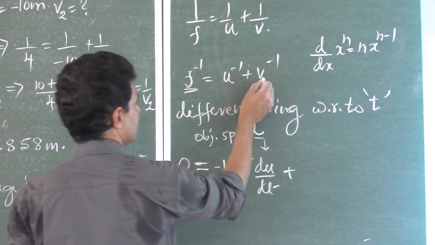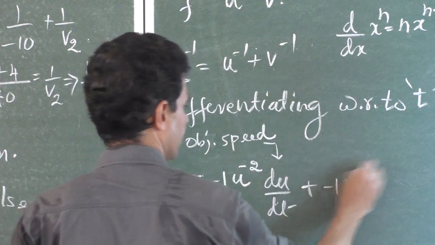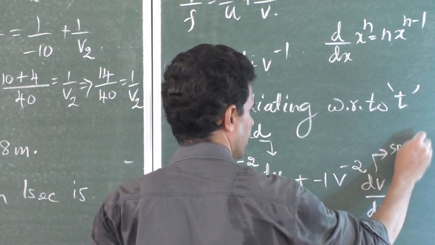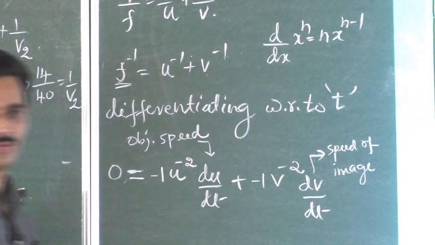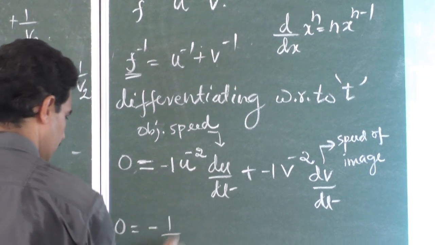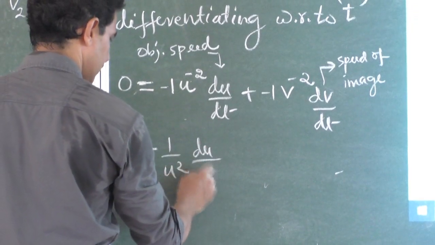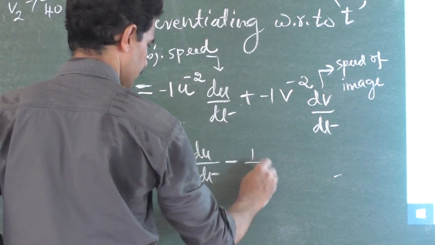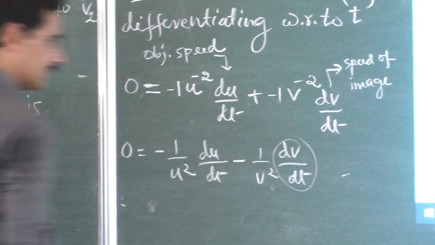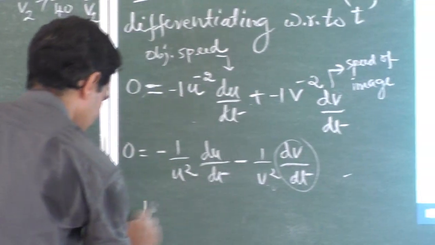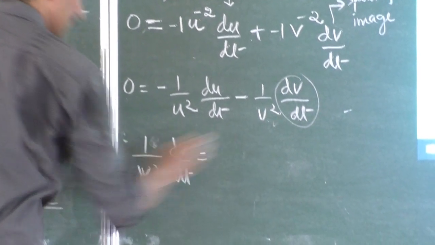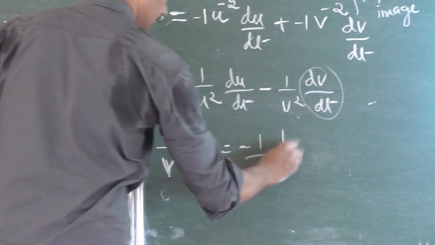Plus, you have to differentiate this one, n x to the power n minus 1 minus 2 into differentiation of v, dv by dt. What is dv by dt? This is the speed of image. Image speed I could have written. Speed of image. And this is speed of object. So if I replace these formulas, 0 is equal to minus 1 by u square, du by dt, object speed, minus 1 by v square, dv by dt, velocity of the image. You bring this here because this is what is needed, velocity of the image. So if I bring it here, 1 by v square, dv by dt is equal to minus 1 by u square du by dt.